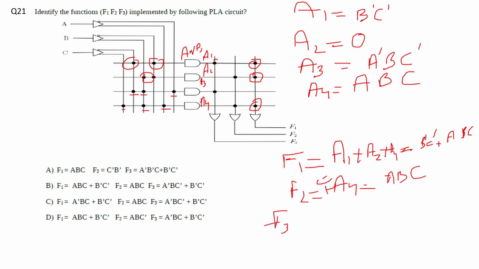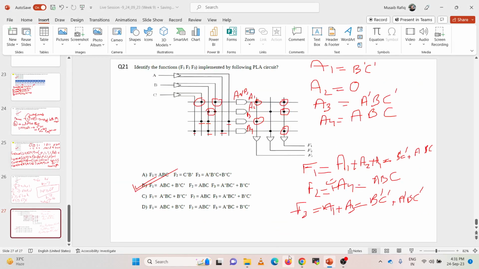Then F3 is equal to A1 plus A3. So A1 is equal to B complement C complement and A3 is equal to A complement B C complement. So F1 is ABC plus B complement C complement. F2 is ABC and F3 is B complement C complement plus A complement B C complement. So option B is the correct answer.